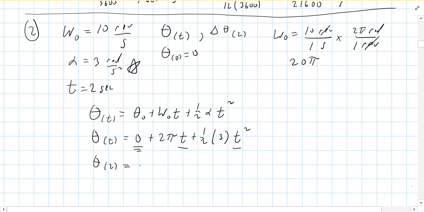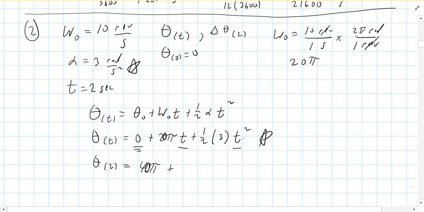And so the first term would be 4 pi, okay? And the other term would be, oh, I forgot something. Oh my gosh. This is up here. This is not 2 pi. It's 20 pi. Sorry about that. Hopefully you caught that for me. And so this should be 40 pi. Okay, there we go. And then plus 1/2 of 3 times 2 squared.